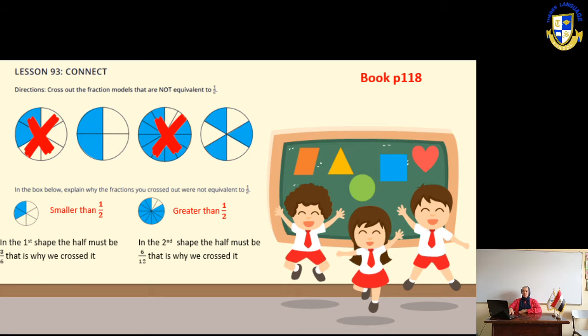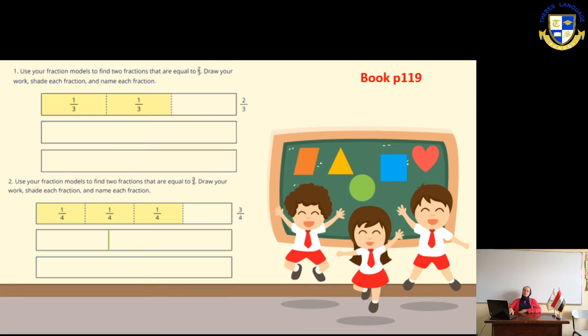Now on the next page, book page 119, use your fraction models to find 2 fractions that are equal to 2/3. Draw your work, shade each fraction and name each fraction. Here we have 3 fraction strips. The first one is cut into 3 equal parts, okay? And 2 parts of them are shaded. Now we are going to cut the next fraction strip into 6 equal parts, okay? How can I know how to divide the fraction strip? From the denominator of the first fraction.